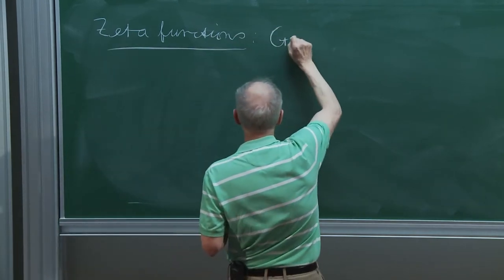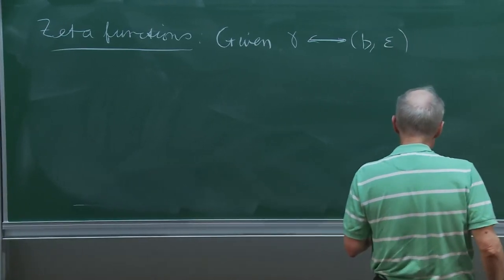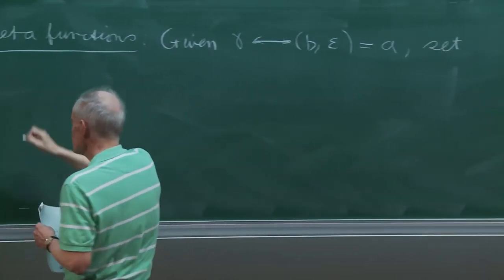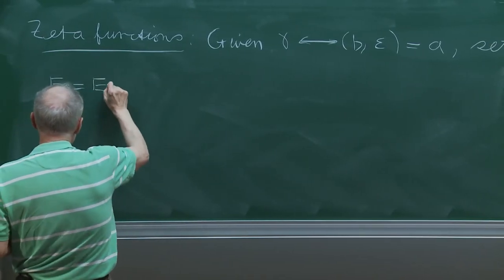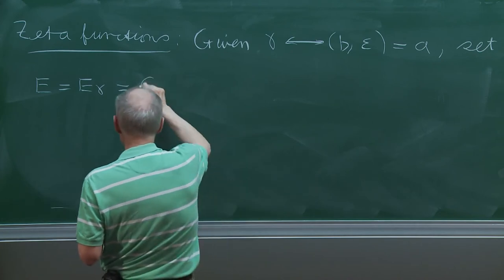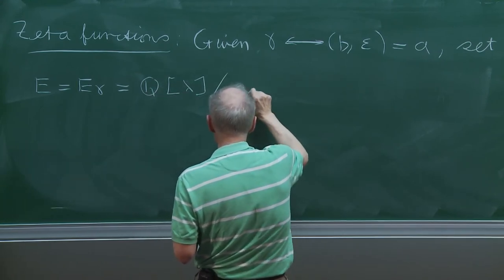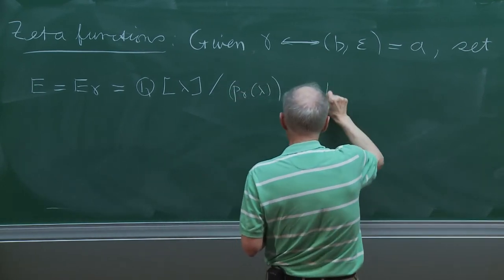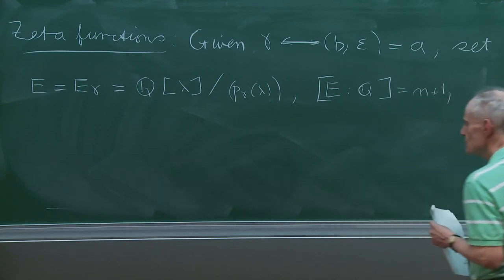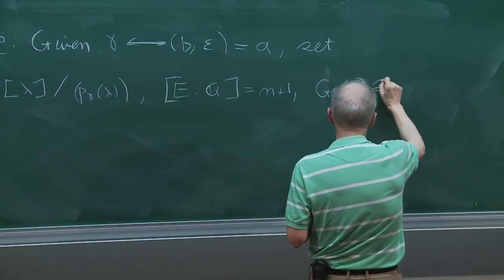Suppose you're given an element gamma, as above, a pair B epsilon. We have the field that comes from gamma, where the coordinates of gamma lie. This is what we're not going to be looking at explicitly so much from now on, but we do have this field. It's Q of lambda modulo the ideal generated by P gamma lambda. So E over Q is an extension of degree n plus 1, and it has the property that the centralizer group that I mentioned at the beginning is the multiplicative group of E.